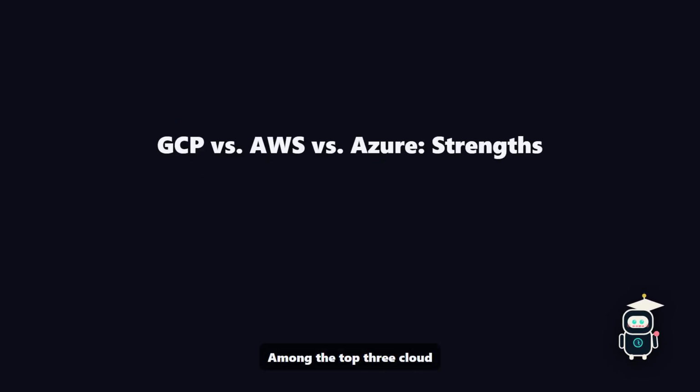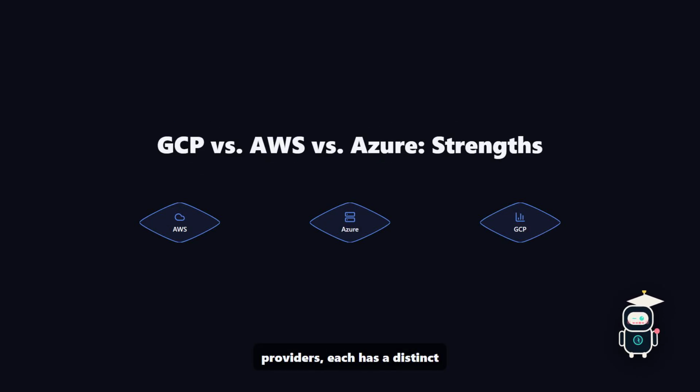Among the top 3 cloud providers, each has a distinct superpower. AWS brings the broadest service catalog. Azure is woven into Microsoft's enterprise fabric, and where GCP truly excels is data analytics and AI. BigQuery and Vertex AI are where GCP punches way above its weight. If your future job is data-focused, GCP is the sharpest arrow in your quiver.